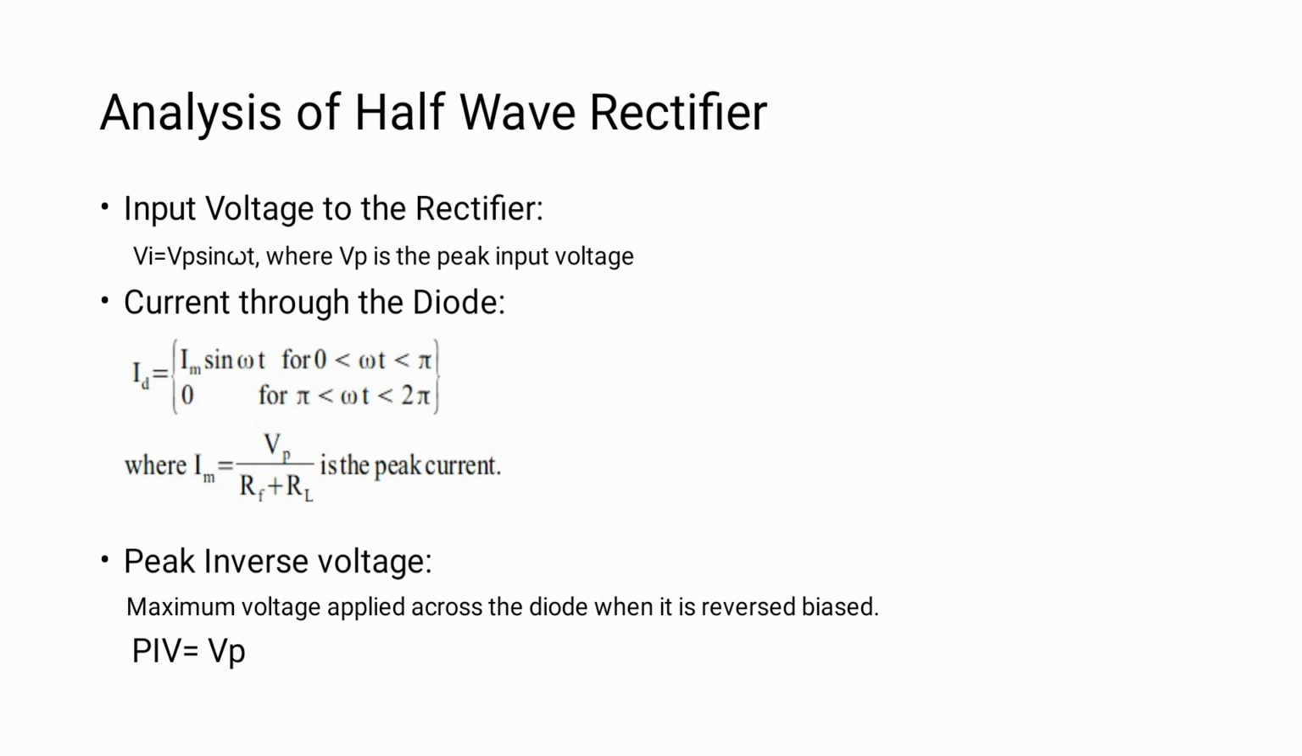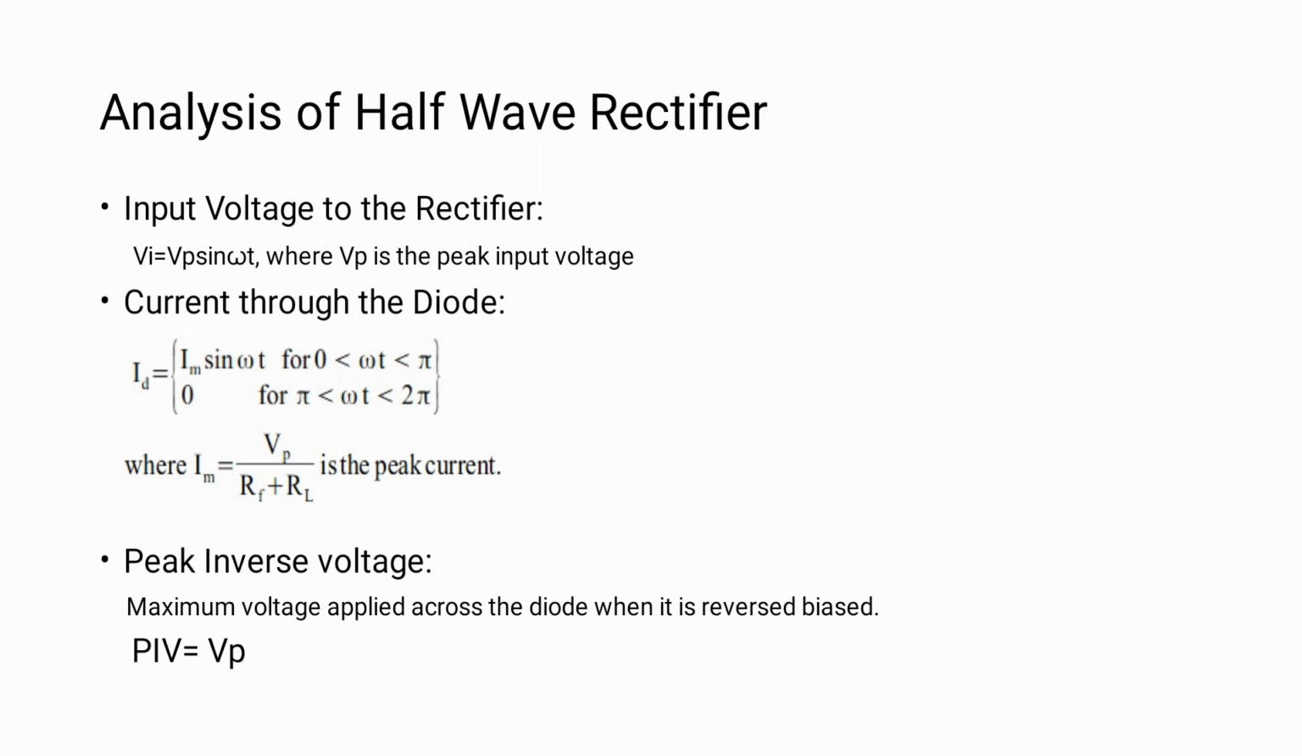Now the next point is the current through the diode. We have considered that the diode has a forward resistance Rf and a reverse resistance Rr, where Rf has a very small value and Rr has an infinite value. The current flowing through the diode is Id, which is equal to Im sin omega t for 0 to pi, and after that it is equal to 0 because it is in the negative half cycle, where Im is the peak current flowing through the diode, equal to Vp by Rf plus RL, where Rf is the diode forward resistance and RL is the load resistance.